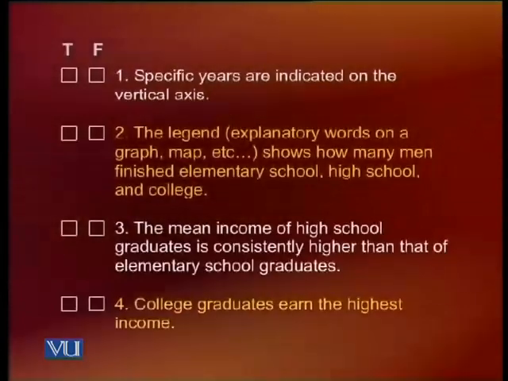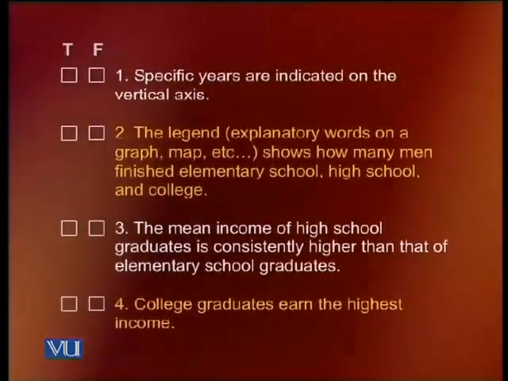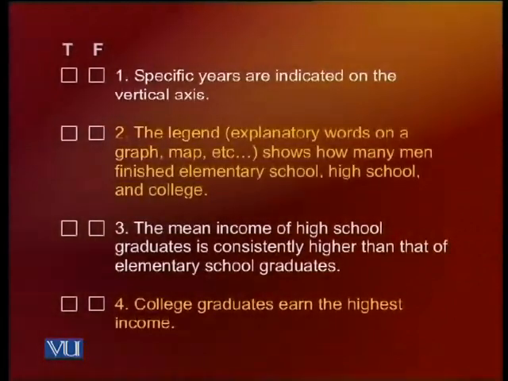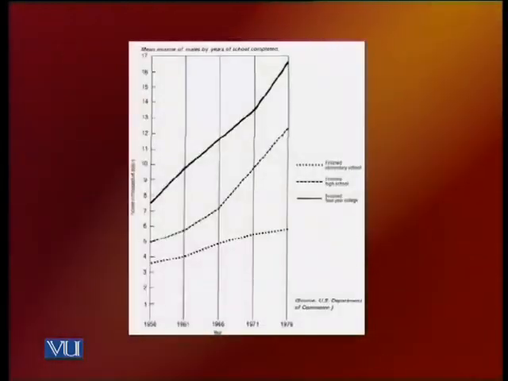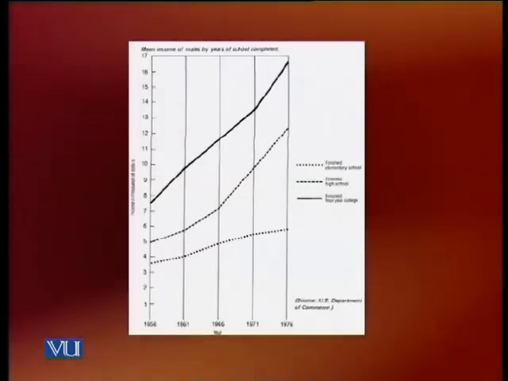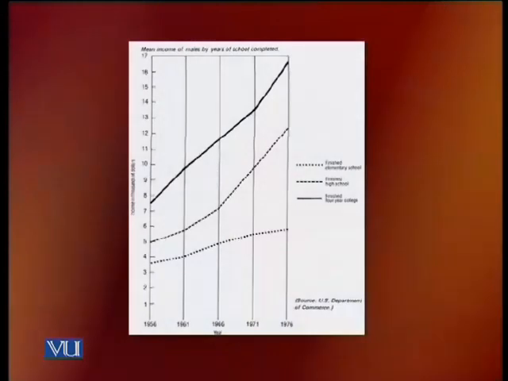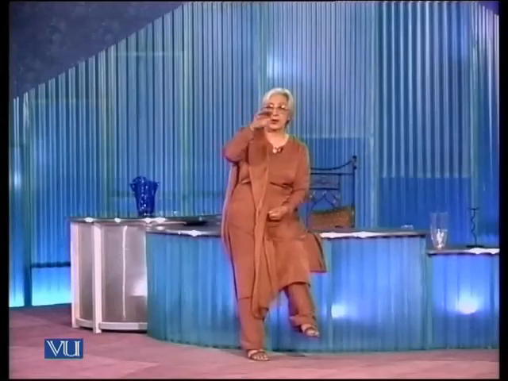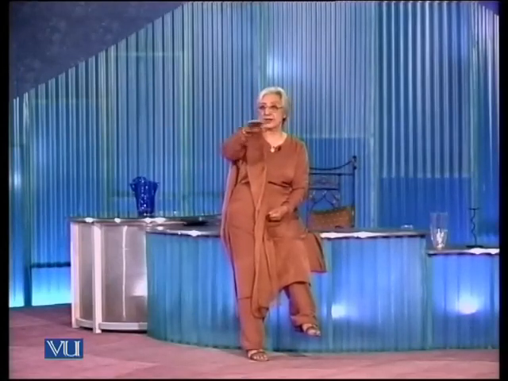The first one, specific years are indicated on the vertical axis. Look carefully. Are specific years indicated on the vertical axis? I hope you know the difference between vertical and horizontal. Being science students, it shouldn't be difficult. Vertical is one that goes straight up. Horizontal, like this, goes across. All right? And it's false.